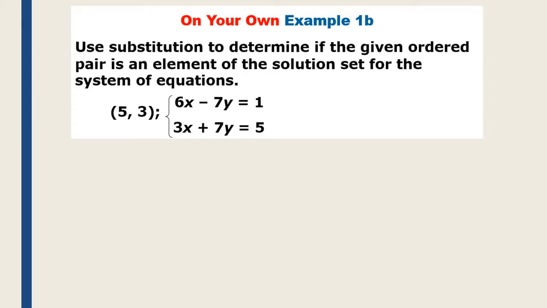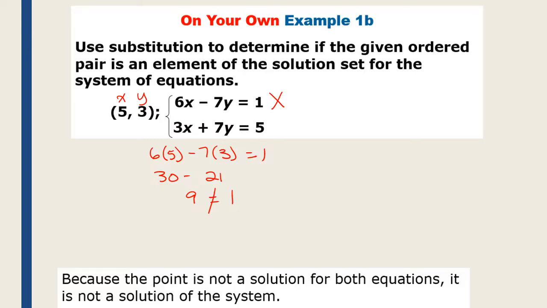All right, this one again is really simple. X and Y, 6 times 5 minus 7 times 3 equals 1. 30 minus 21, that is actually 9, equals 1. No, it does not. So there's no point in even trying the next problem because we already know the point is not a solution for both equations. It is not a solution of the system.